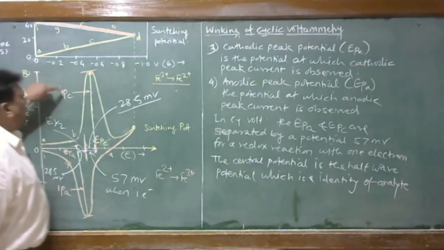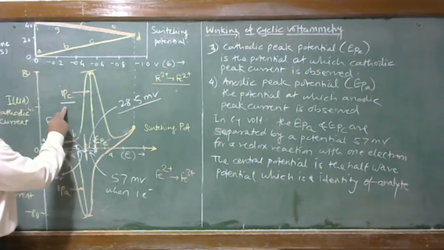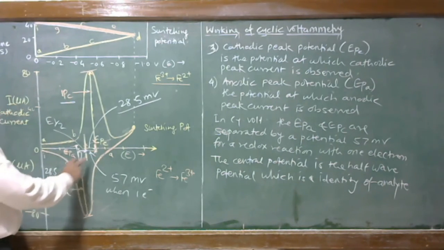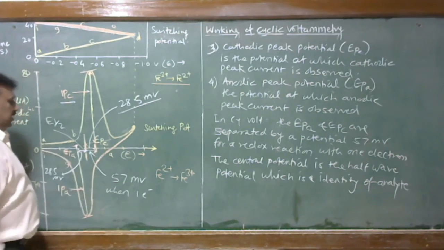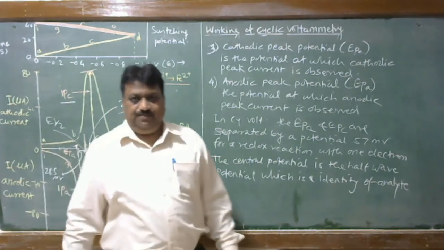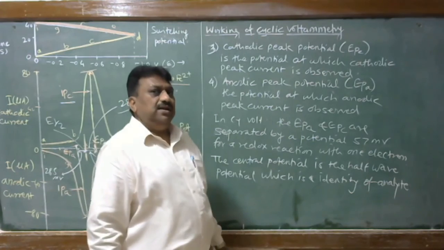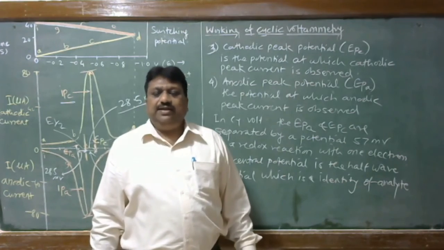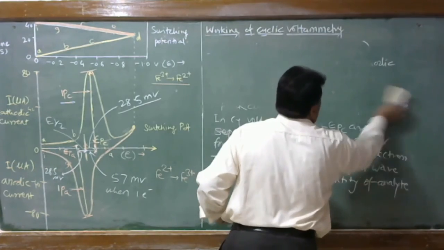That means here IPC is directly proportional to concentration of species undergoing reduction. IPA is directly proportional to concentration of species undergoing oxidation. Similarly, EPC and EPA are separated by 57 millivolt, and at the center there is half wave potential, which is the identity of the material. Student, this is all about the working of cyclic voltammetry and the applications of cyclic voltammogram in qualitative and quantitative analysis. Based on our today's discussion, you can find out the answers of the following questions.